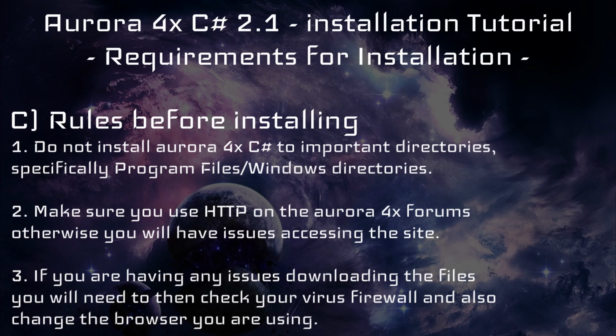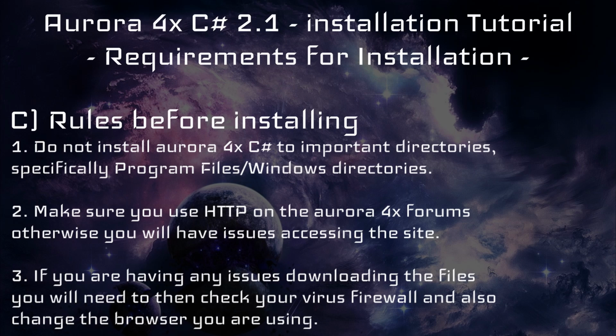The next, you need to make sure that you're using HTTP and not HTTPS on the Aurora for X forums, otherwise you're going to have issues accessing the site. This is because the site is old and somewhat out of date in a lot of ways, and because of this, it doesn't really recognize HTTPS when downloading certain files.